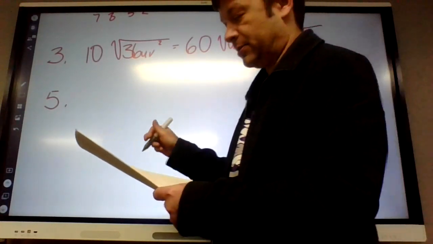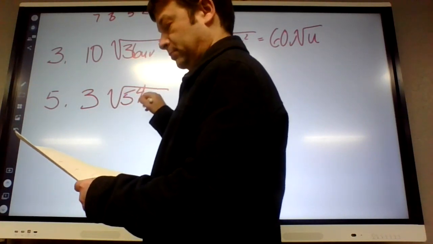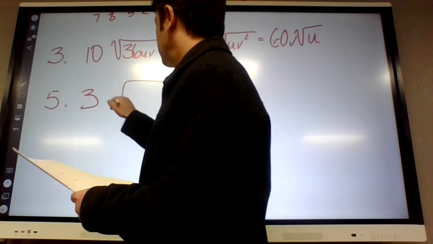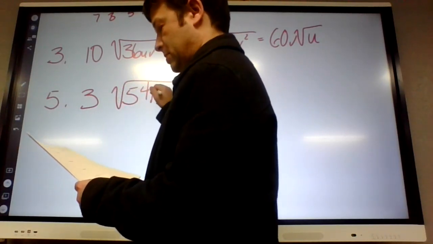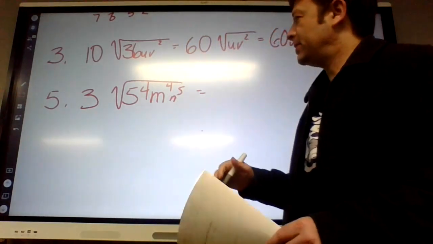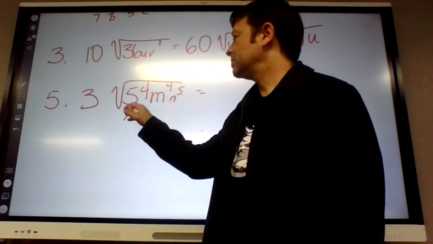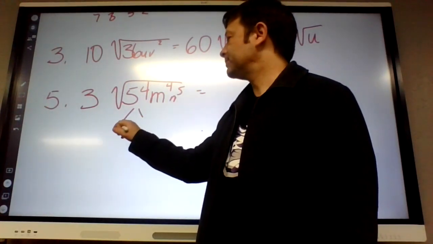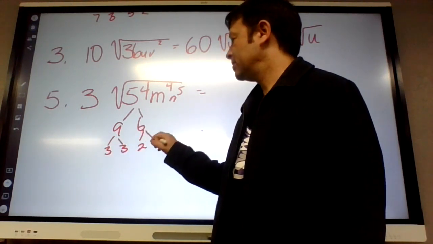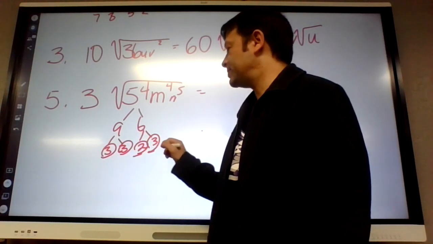Number 5. 3 square root of 54. Okay, so what should we do first? Simplify 9 and 6. Alright, so this is going to be 3 square root of, whoops, circled the wrong one. 3 square root of 6.